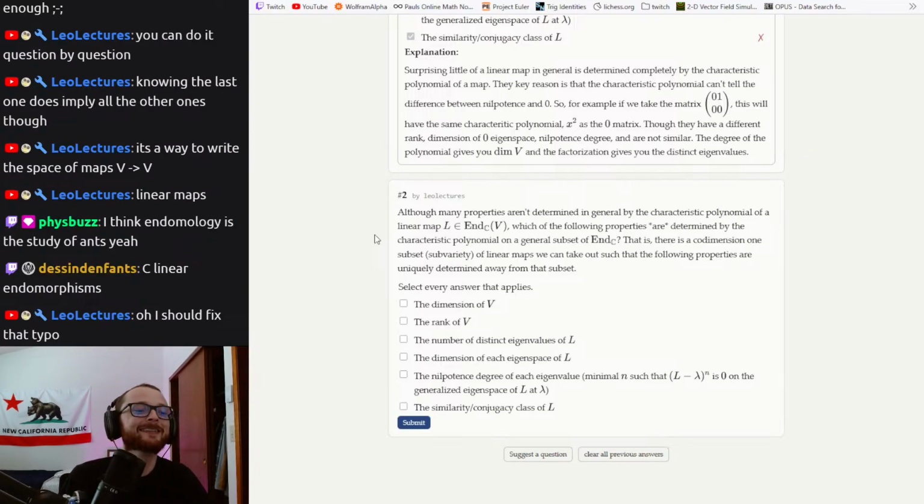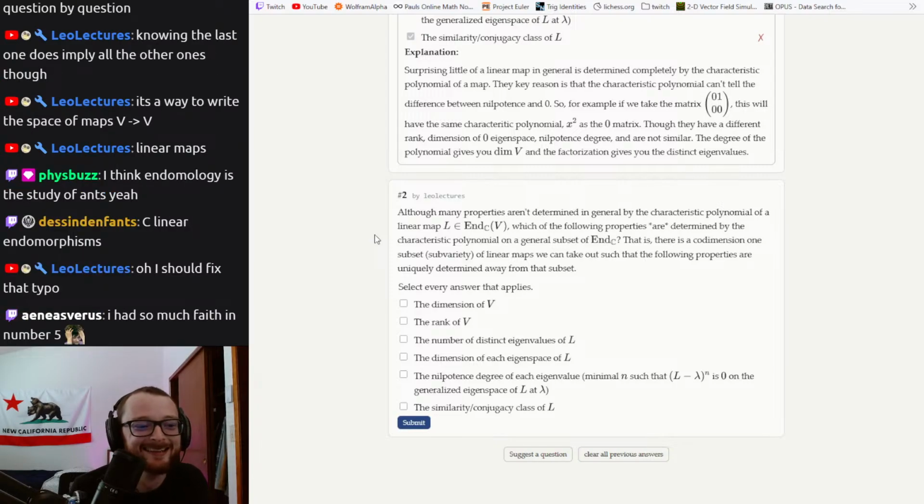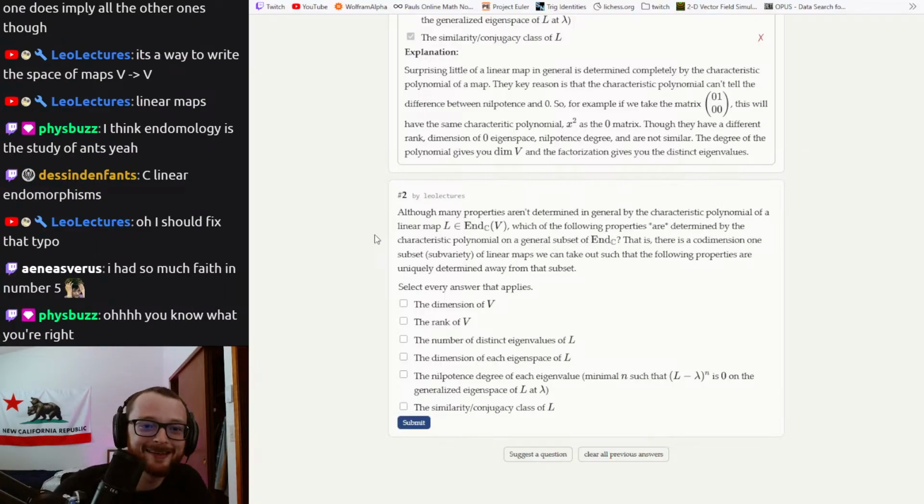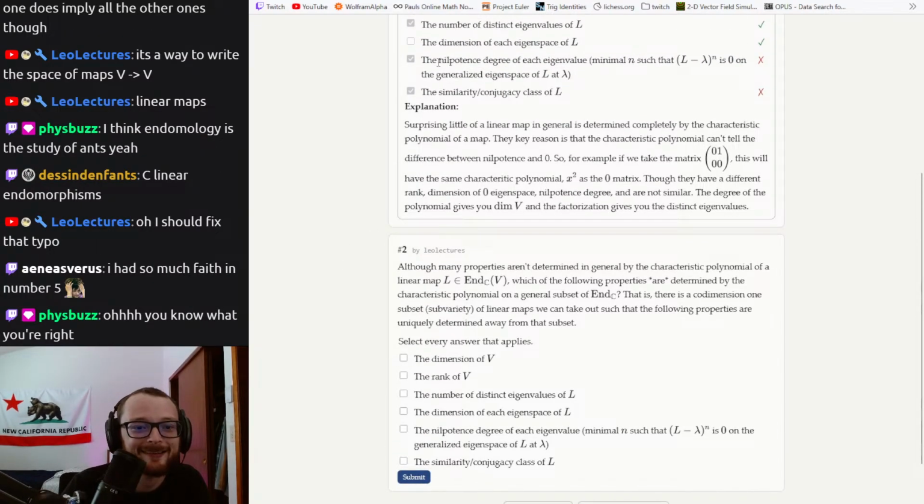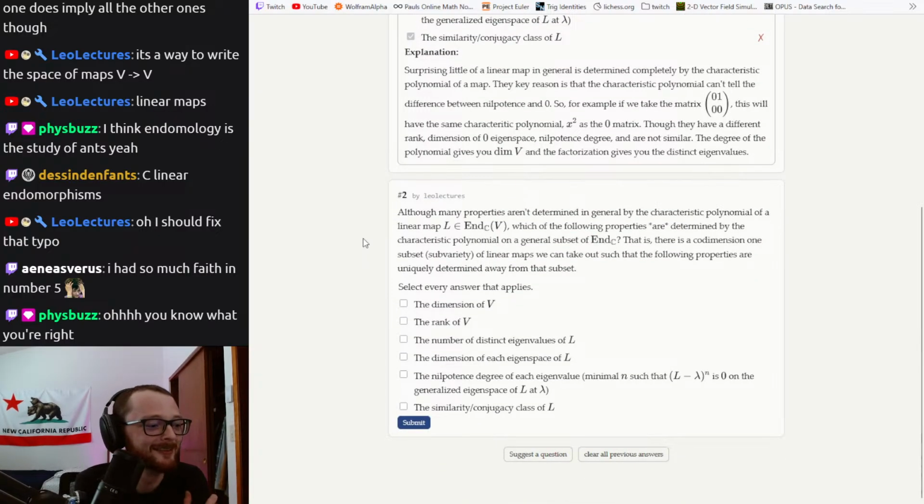Entomology is the study of ants. Entomology. Science would be ashamed, Fizzbuzz. See, linear endomorphisms. So much faith in number 5. You did, Aeneas? It felt right. Is there a typo? I didn't see it.